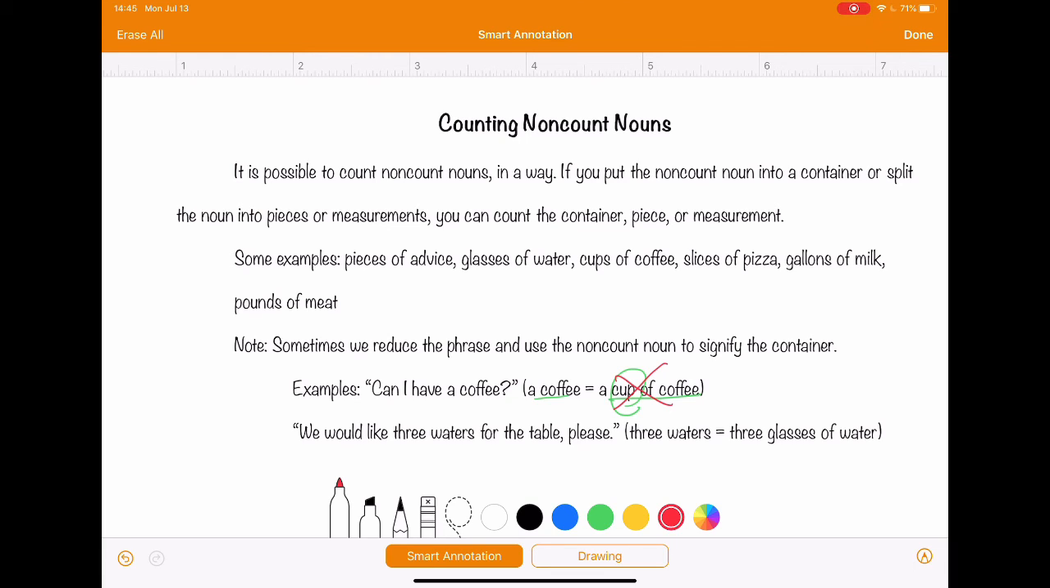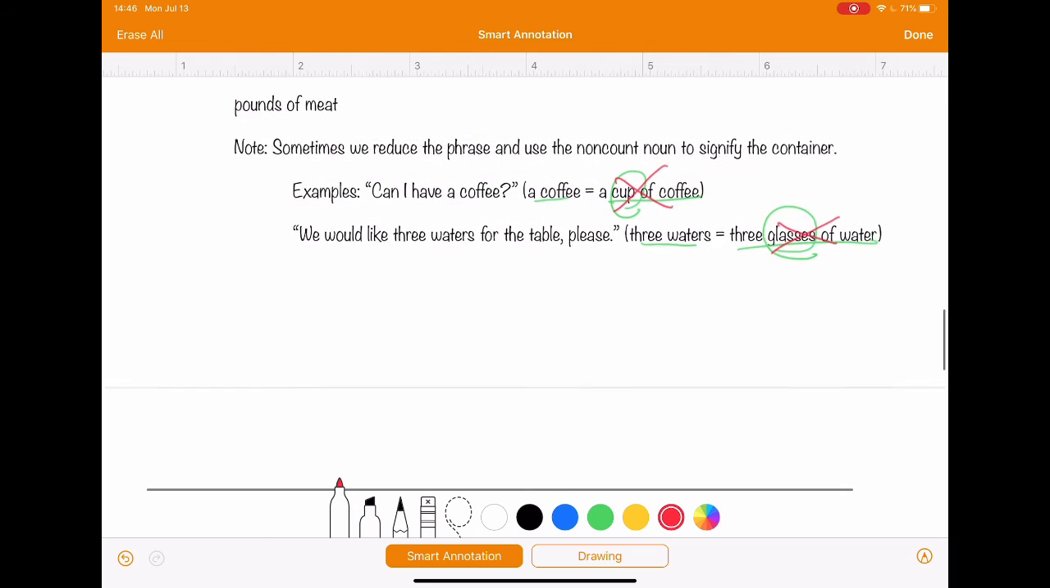Or "We would like 3 waters for the table," right? 3 waters equals 3 glasses of water. I'm just not saying the glasses part, but when I say we would like 3 waters for the table, I still mean that we want 3 glasses of water.